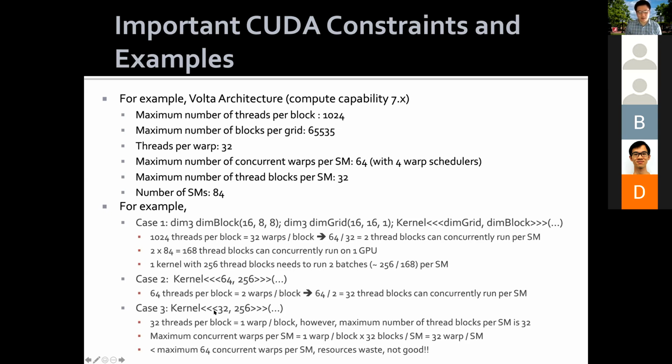Why? Because it depends on how many thread blocks run per streaming multiprocessor, and whether you can utilize the resources as aggressively as possible, right? So that's the idea. Be careful. The point here is to be careful about the specification of your GPU architecture and set the corresponding number of threads per block and number of blocks per grid.